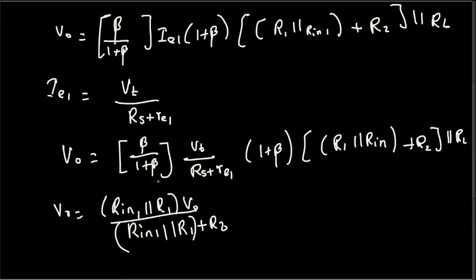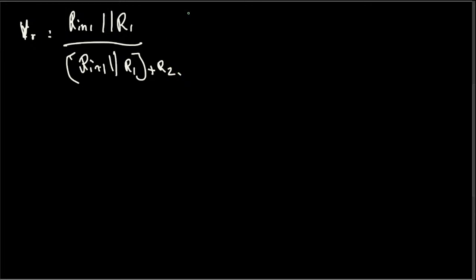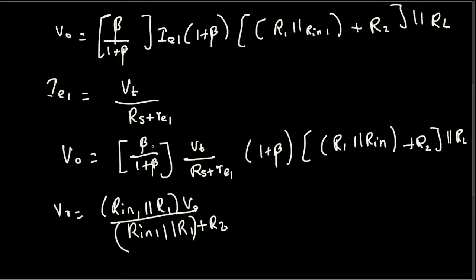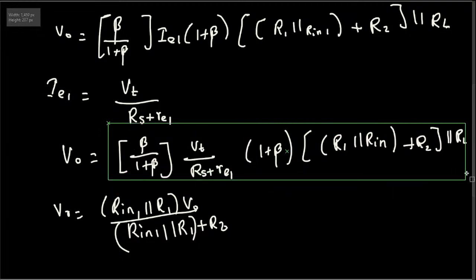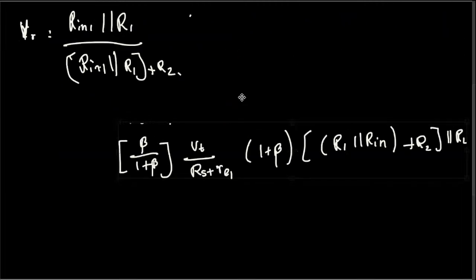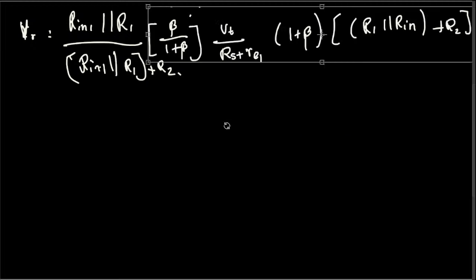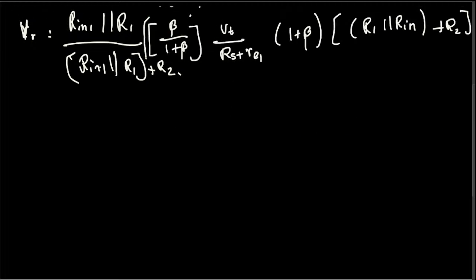So now we are going to have VR to be the term we put first, which is R in 1 parallel R1 over R in 1 parallel R1 plus R2, times the VO, which is the whole term we have right here. That is this whole term, so I'm just going to copy and paste it over here. So this one is multiplied by this whole term. To show multiplication I put a bracket for it.